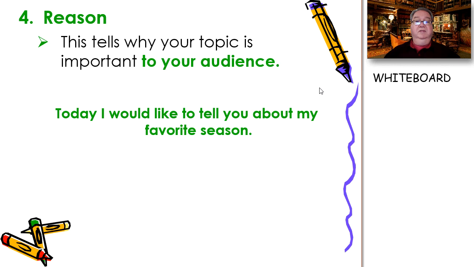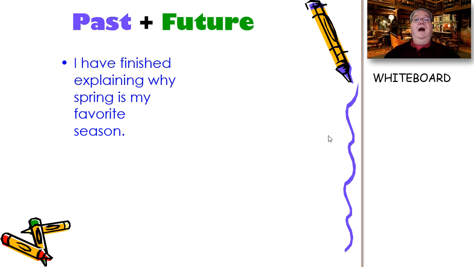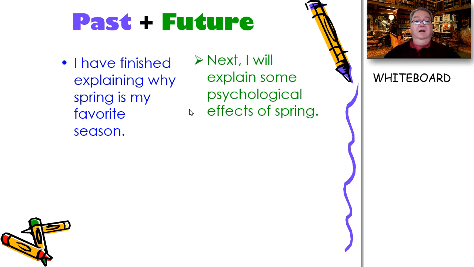Or the one about my favorite season. I'm going to tell you about my favorite season. This will help you understand why I love spring so much. Then you talk about your first point. When you're finished with that, I have finished explaining why spring is my favorite season. That was point A. I have finished explaining. Next, I will explain some psychological effects of spring. So, I have finished, past tense. I will, future tense. And again, we use explain and explain here. Try not to do that, okay?